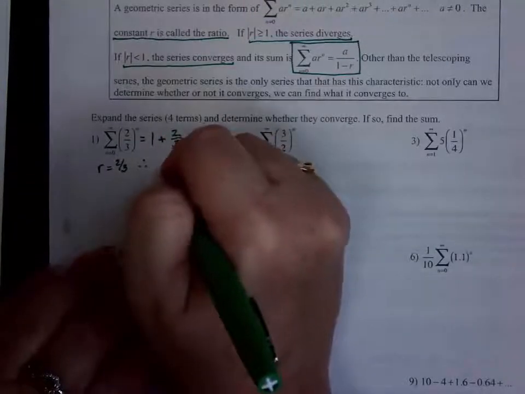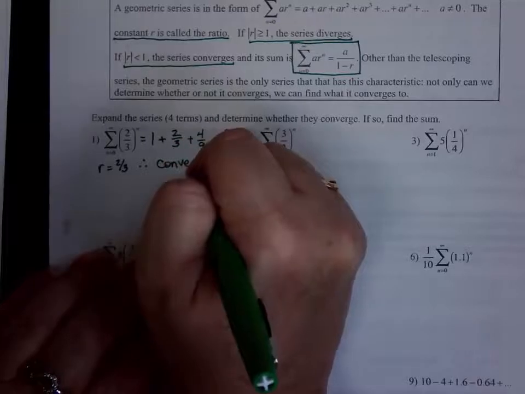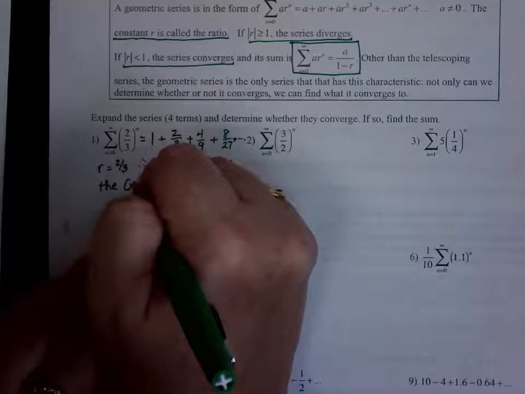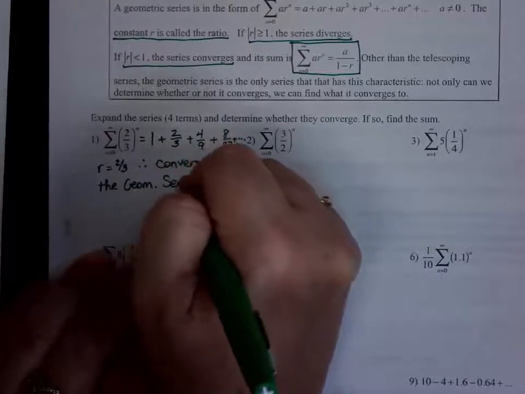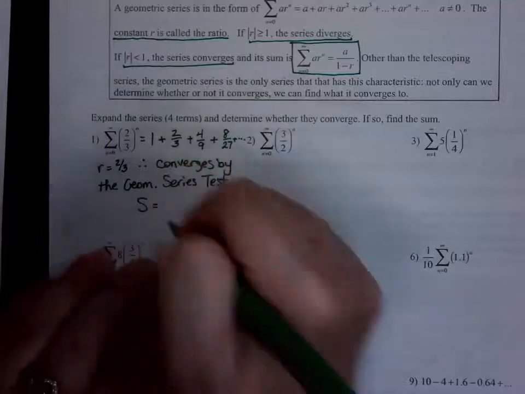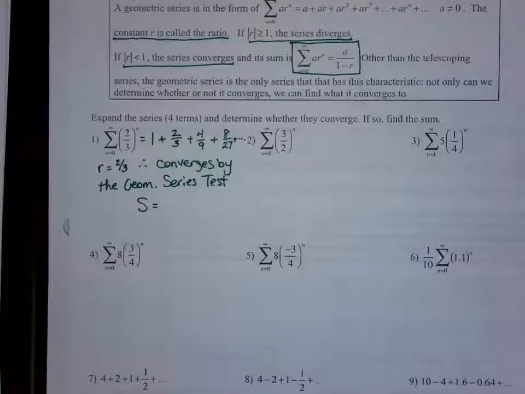Therefore, it converges by the geometric series test, and you have to write this every time, and the sum we're going to actually calculate as well. You can only calculate the sum if it converges. You could plug the things in if it diverges, but it's not the right answer. Divergent means it doesn't have a sum. Convergent means it does.